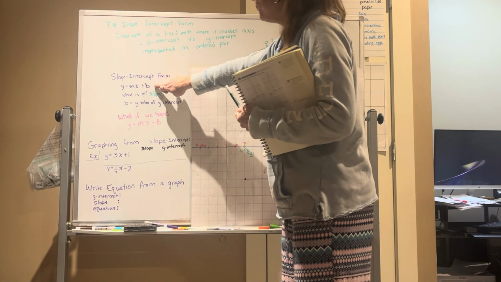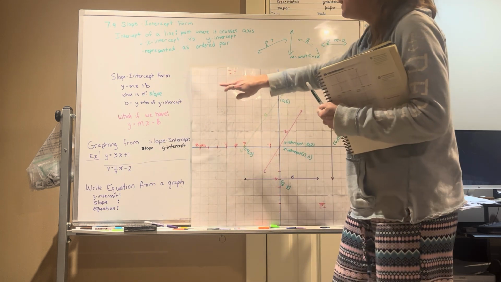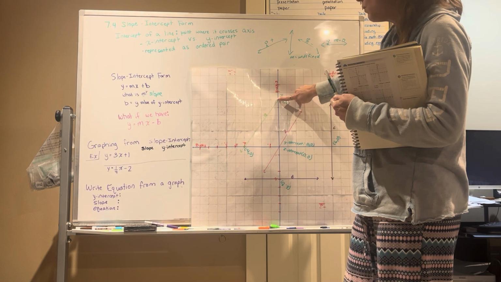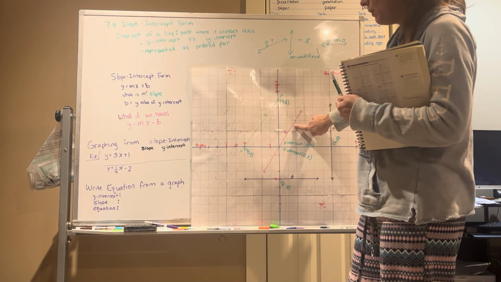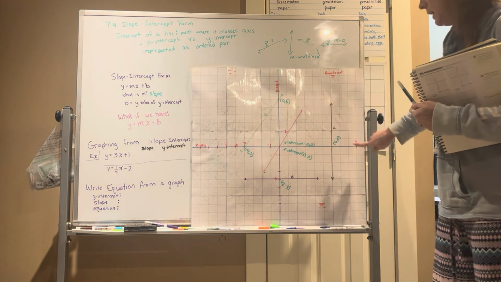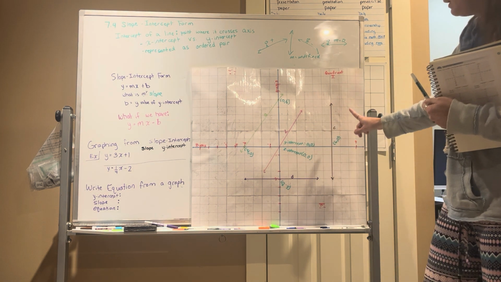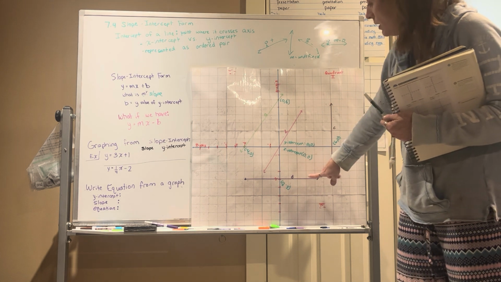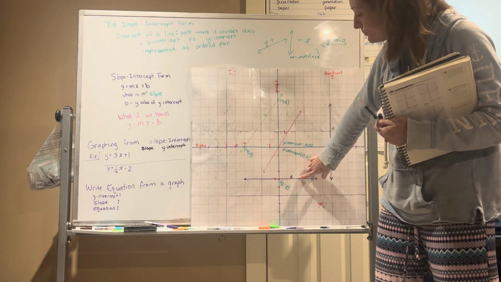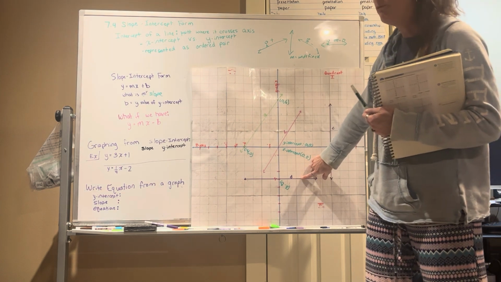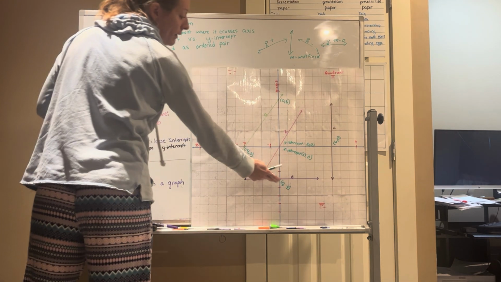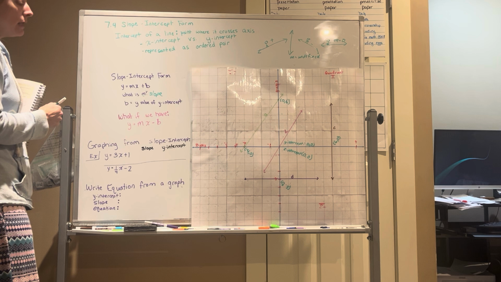So here, mx plus b, that b would be 6. It crossed the y-axis at 6. Here it would be 0. It crossed the y-axis at 0. Here it wouldn't have an intercept. And here it would be -4. All right, so with that last one right there, we would see that it would be -4.